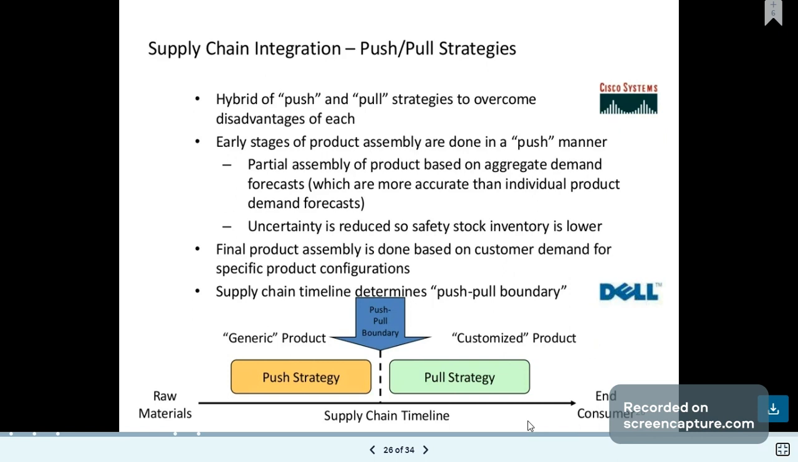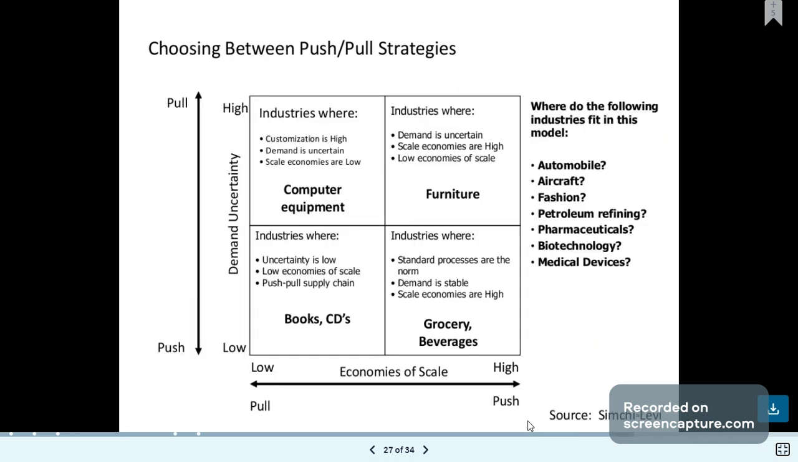Supply chain timelines determine the push-pull boundaries. We can see generic product and customized product in the flow from raw material, along the supply chain timeline, to the end consumer. Okay, and choosing between push and pull categories.